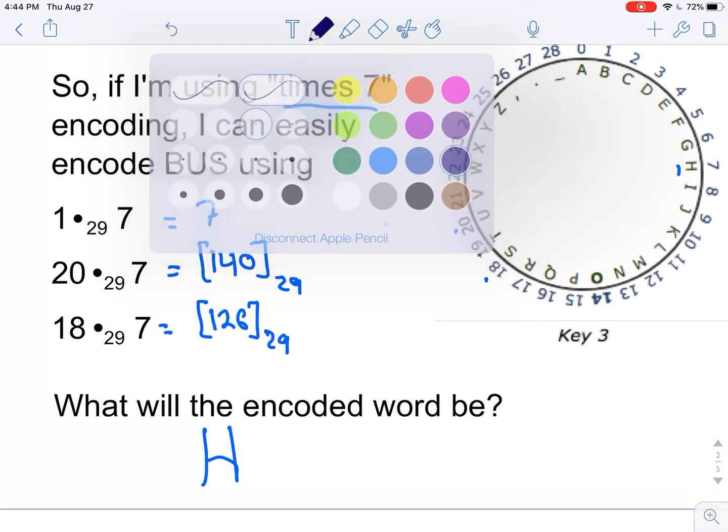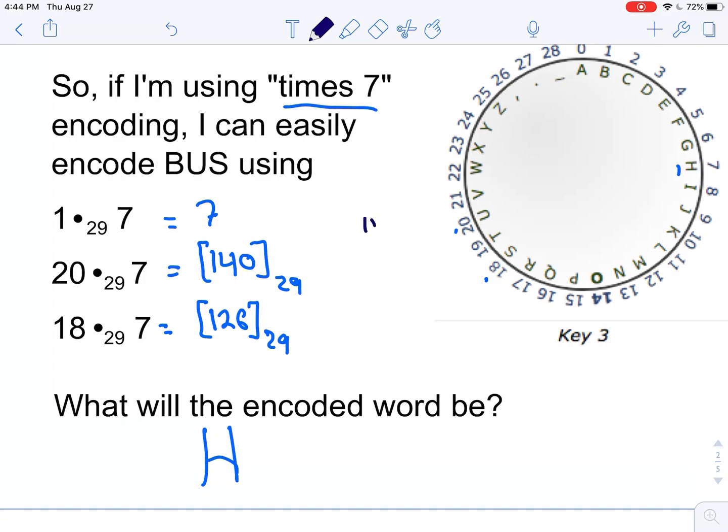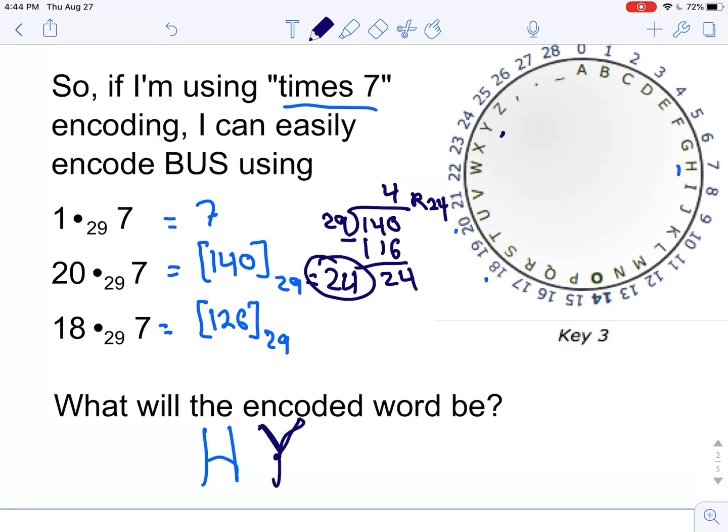No problem. So let's take 140 and divide it by 29. We can pretty easily figure that 4 times 29, of course, is going to be 116. I subtract that. That's 24. I get a remainder of 24. Fine. So that is the 20, the U, that's going to get replaced with whatever's at 24. Oh, that's the Y. So I'm going to write a Y right there.